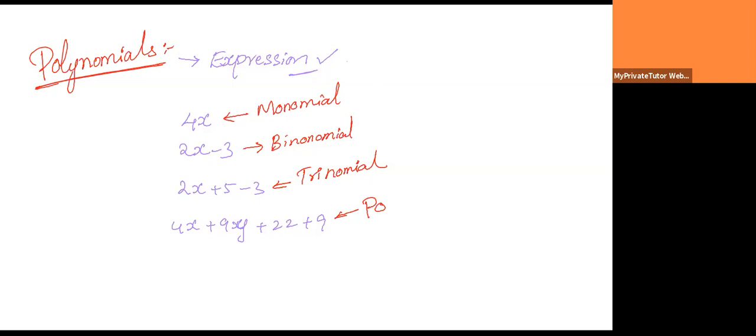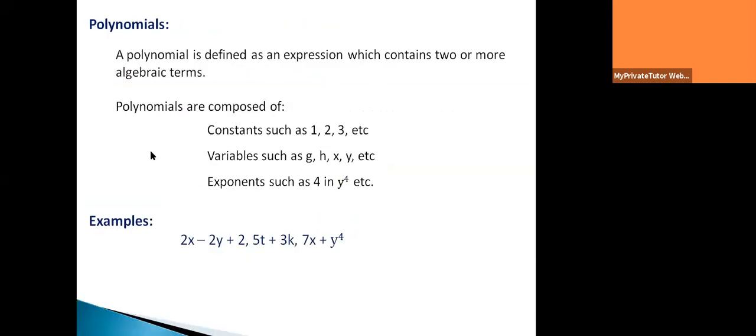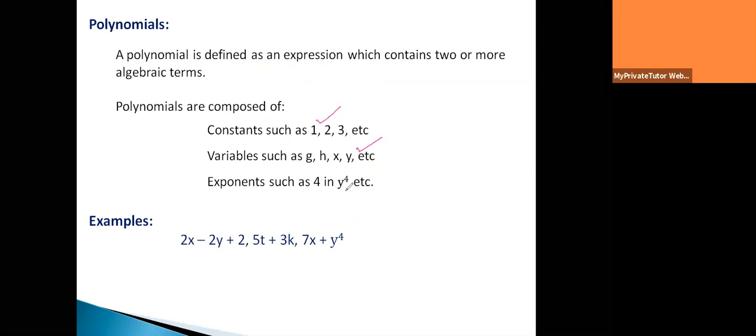Okay, let me share the definitions of it. Have a look at this. A polynomial is defined as an expression which contains a minimum of two terms in algebraic terms, isn't it? So what are the things the polynomial contains? The polynomial has constants, all the numbers, the variables such as alphabets, and exponents. It might have exponents as well.